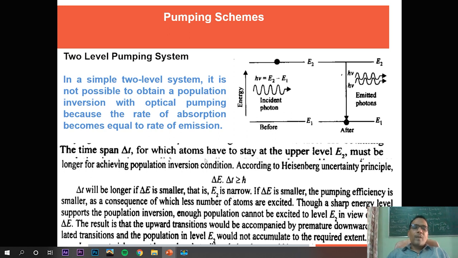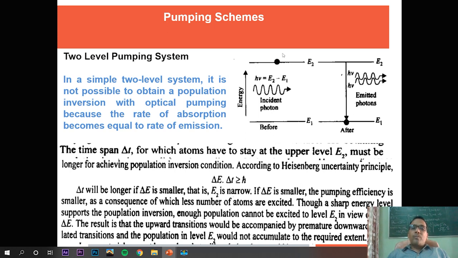And the reason is that the time span delta T for which an atom stays at the higher energy level E2 must be larger, but this is very small, only 10 to the minus 8 second, and in turn the total probability of spontaneous transition is equal to the total probability of absorption transition. So the population inversion condition cannot be maintained using this two level system.